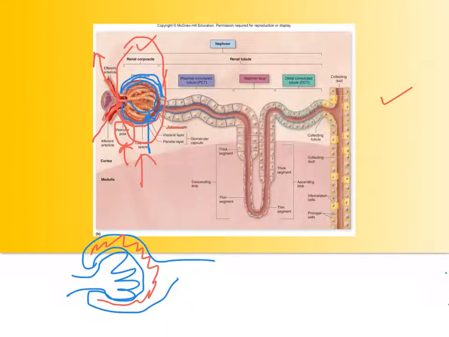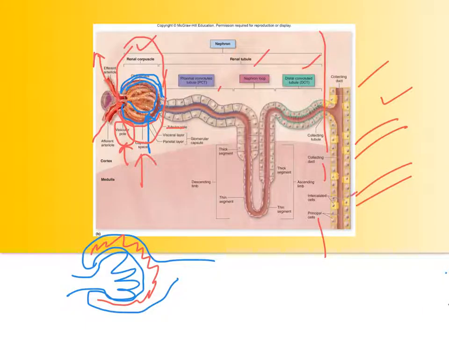Then we have the proximal convoluted tubule, the nephron loop, then the distal convoluted tubule, and then the collecting duct. The nephron only goes to here. This is where the nephron stops. The collecting duct is not considered part of the nephron. More than one nephron can dump into here, so we might have other nephrons dumping in, like their DCTs could be dumping into a collecting duct.